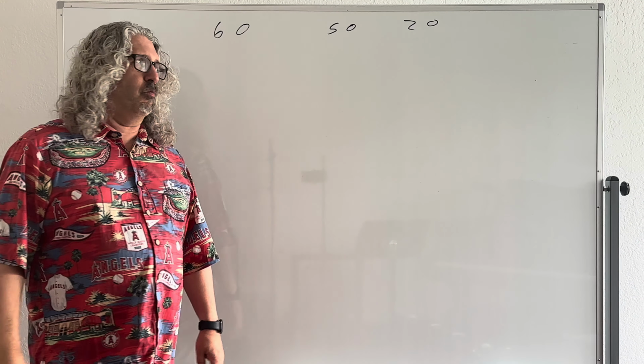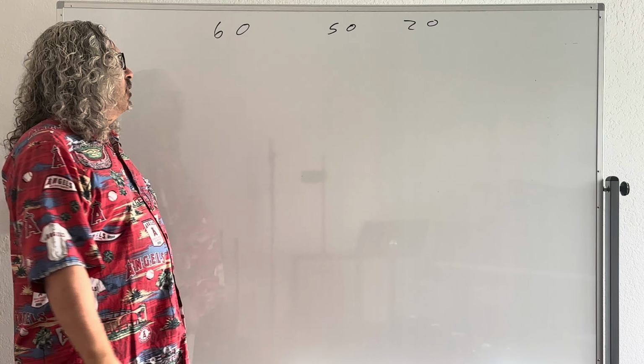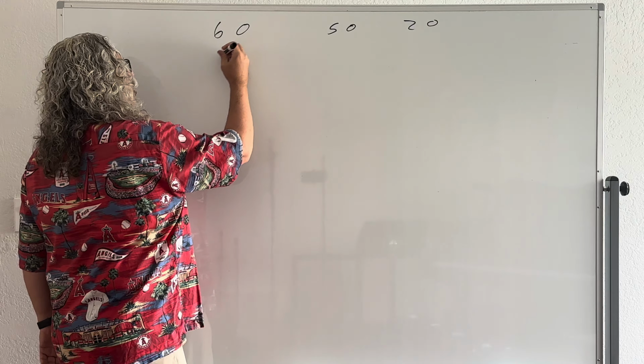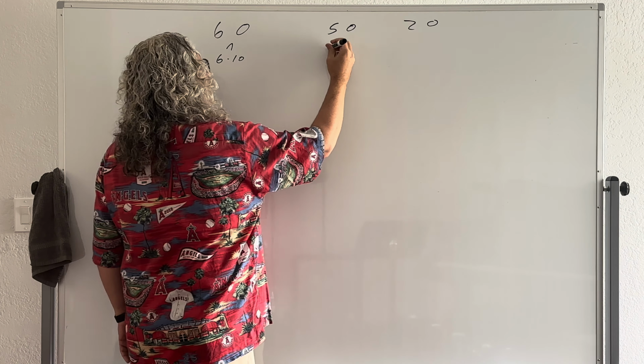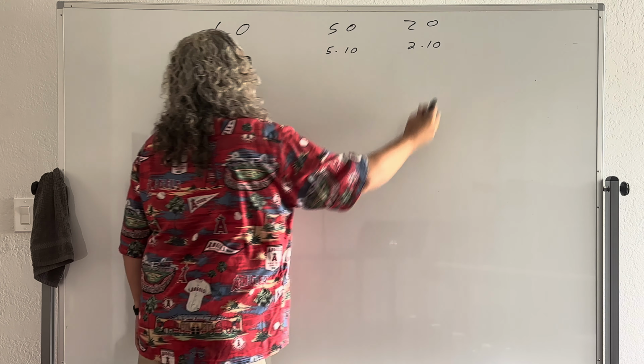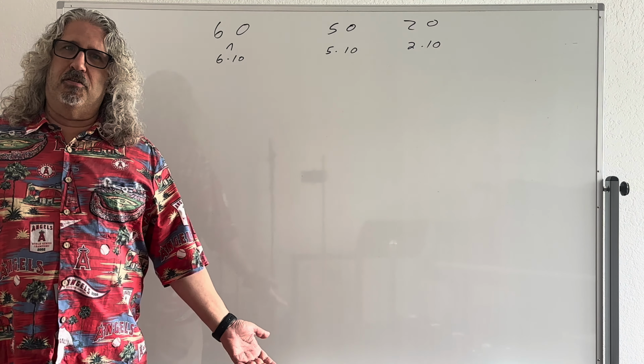5 can go into it as well, also a 2. Okay, but let's just start with the 10s. So all this would be 6 times 10, this would be 5 times 10, and this would be 2 times 10. Okay, pretty easy. That's what happens when you get a 0.